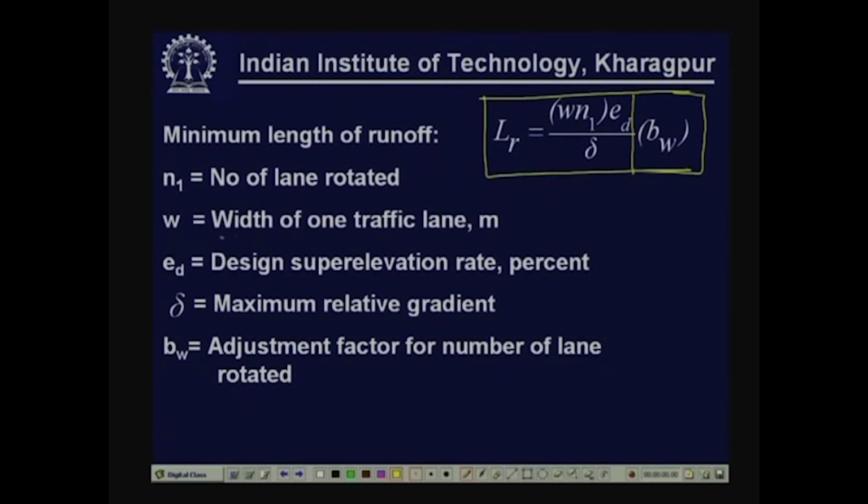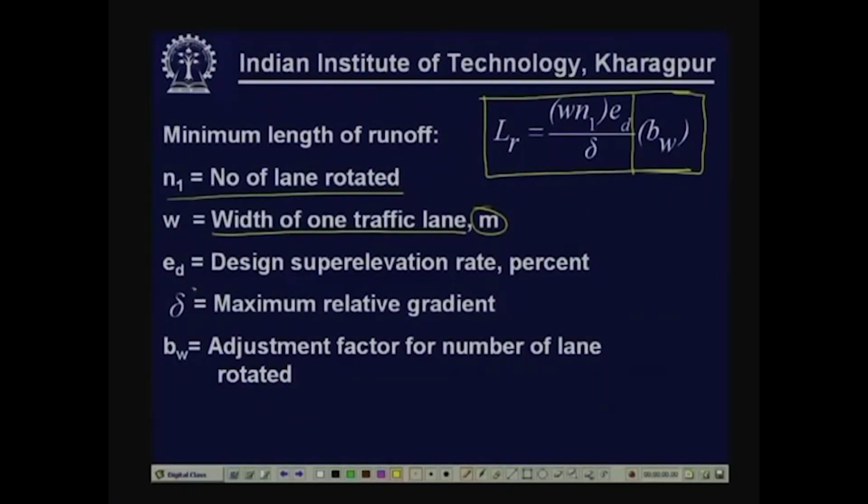Now, W is the width of one traffic lane expressed in meter. N 1 is the number of lanes rotated. So, if we consider a 2-lane road and the rotation is with respect to the center line, then N 1 is 1. Similarly, if it is a 4-lane undivided road and the rotation is with respect to the central line, then N 1 equal to 2. If it is a 6-lane divided road and the rotation is with respect to the central line, then the value of N 1 is 3. So, accordingly W n 1 gives us the total lane width that is going to be rotated.